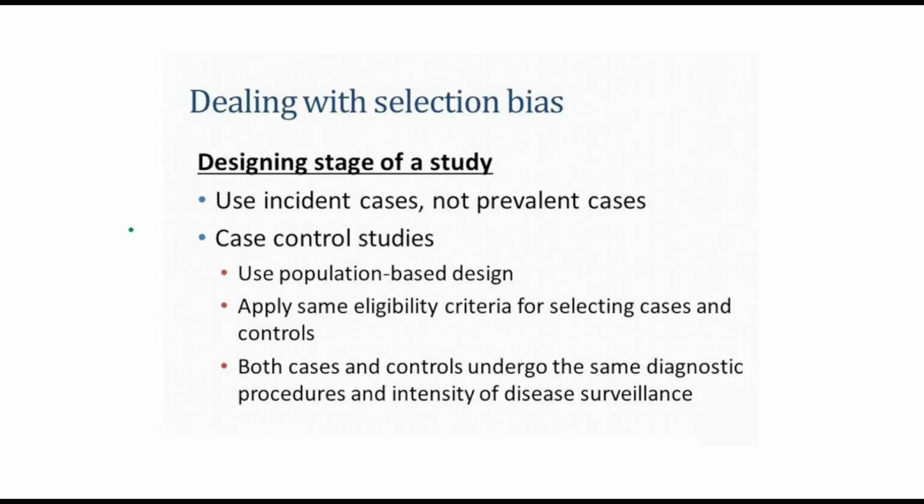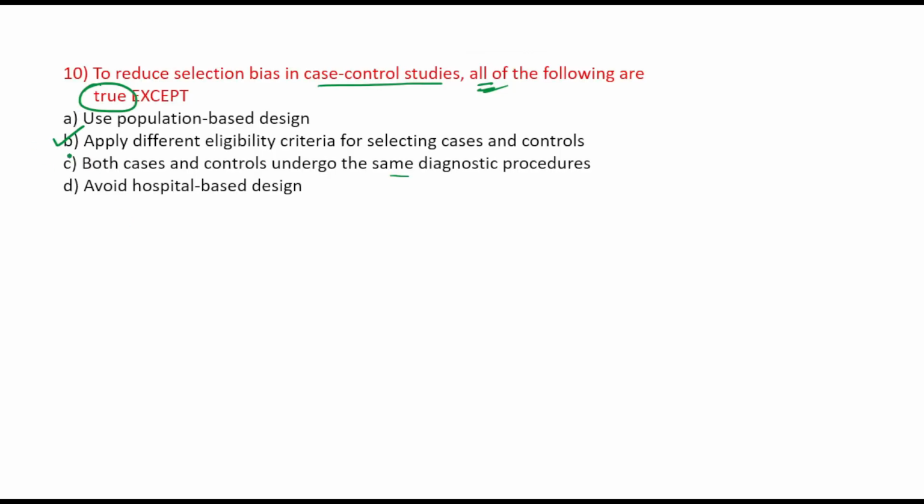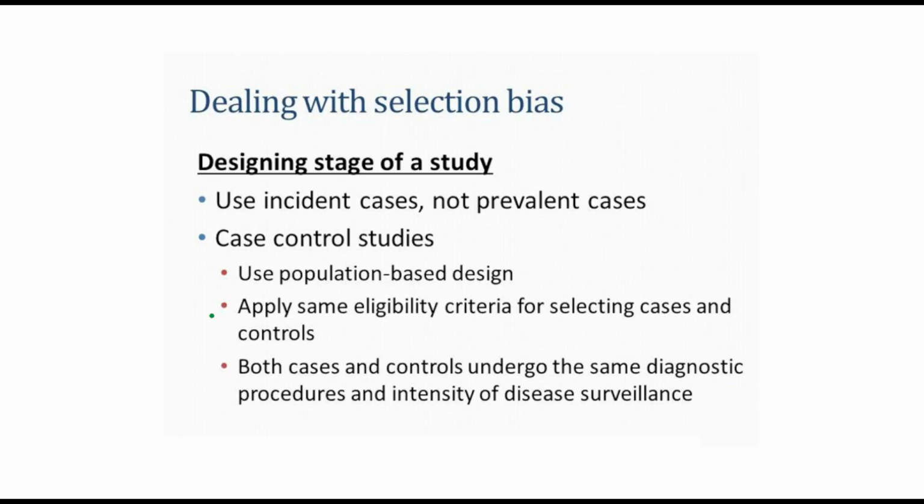Now see the information given over here and the options given in our question. So we have taken that applying different eligibility criteria for selecting cases and controls is a wrong statement. See the information over here. They have mentioned that in dealing with selection bias at the designing stage of the study, you apply the same eligibility criteria for selecting cases and controls, not a different one. So this was the question they have asked.